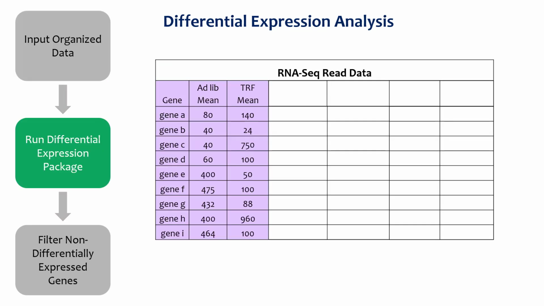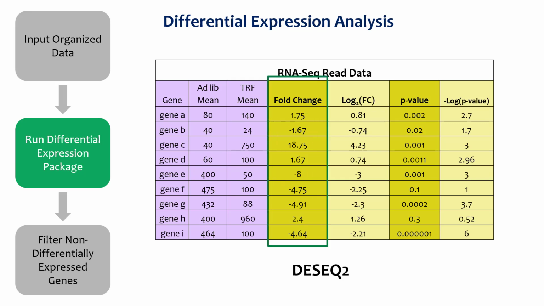In our example, we compare sample 1, ad lib mice, to sample 2, TRF mice. DESeq2 will compare the expression levels for each gene under the two conditions and then annotate the data table with values for fold change and p-value. The fold change indicates the factor by which gene expression changes.